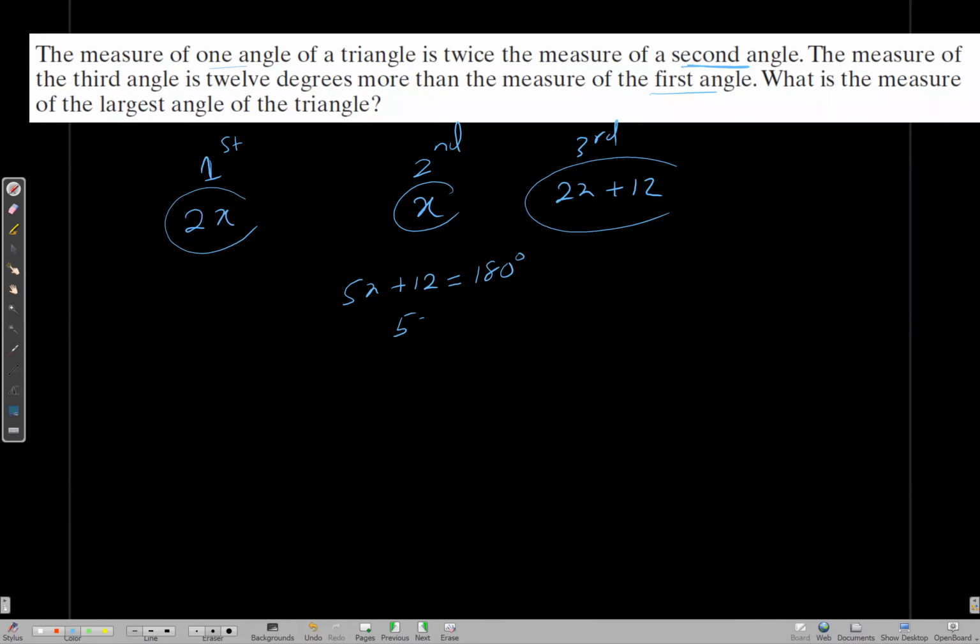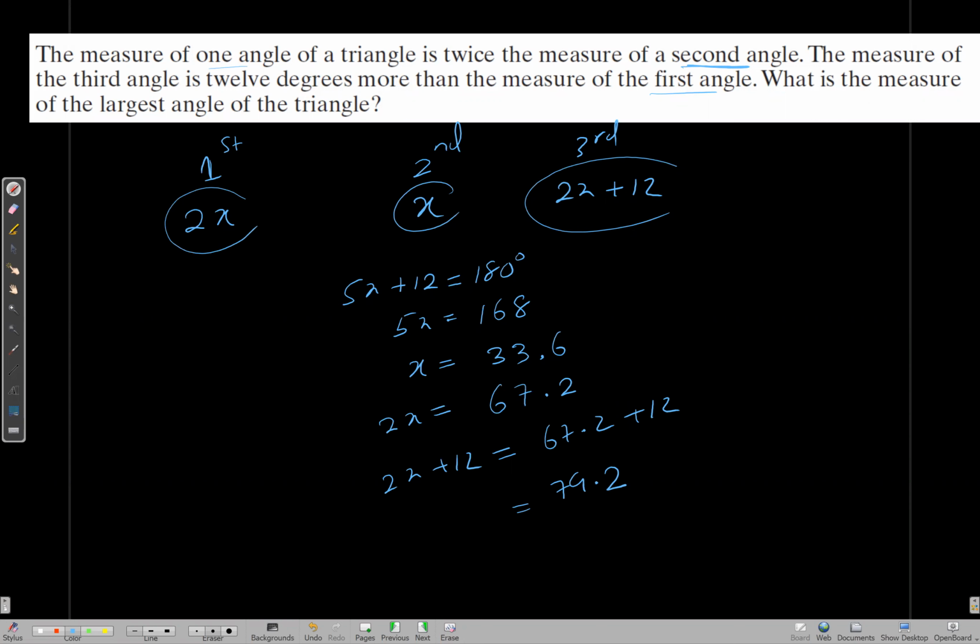And then 5x equals 180 minus 12, which is 168. So x is 33.6, right? And then 2x is going to be 67.2, and 2x plus 12 is going to be 67.2 plus 12, and we are going to get 79.2, right?